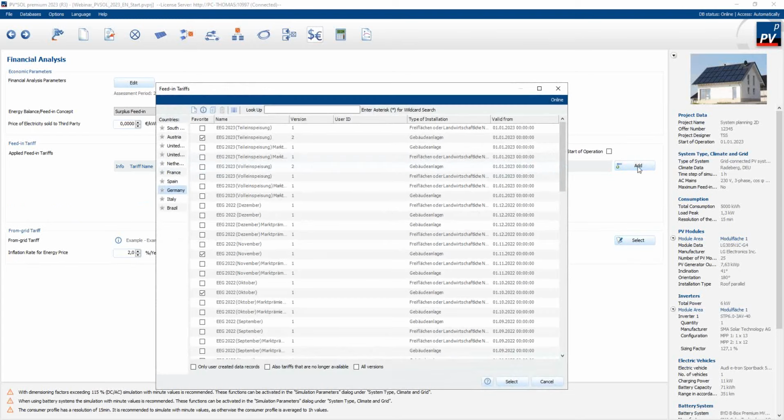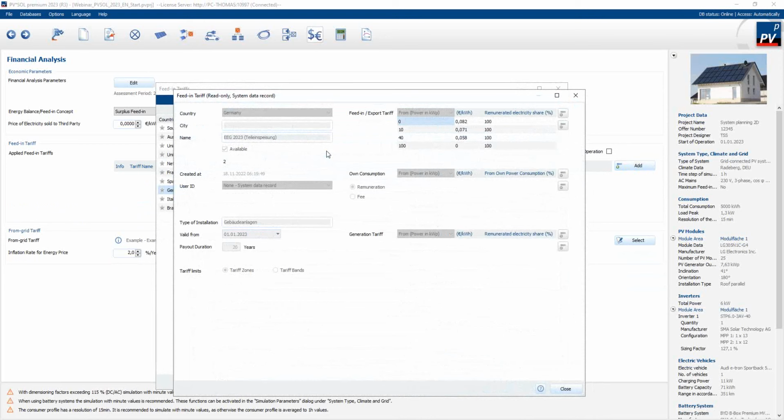So we remove the current ones, then we go to add. And here in the database for Germany, of course, we have some tariffs available. If in your country you have other tariffs, then you can define them yourself here on the new. You can add a new one and then enter the prices you get for feed-in. Okay, let's take a look at the tariffs. On the left-hand side, you can define the country, the city, if for a specific city, you can give it a name.